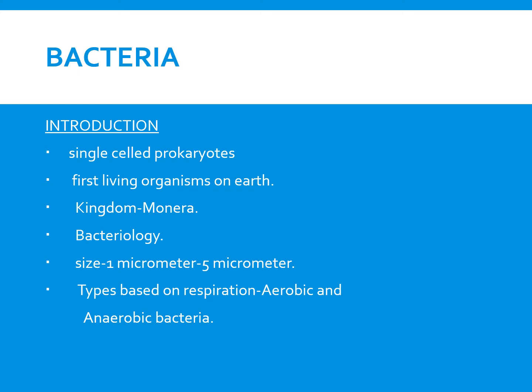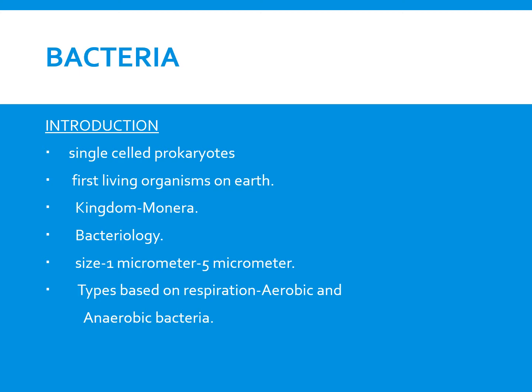Normally, the size of a bacterium is 1 micrometer to 5 micrometer. I hope you understand. And then bacteria can be classified based on different criteria. One is based on respiration, as aerobic and anaerobic bacteria. And based on the presence of flagellum, the locomotory organ, bacteria can be classified as monotrichous, lophotrichous, amphitrichous, peritrichous, and atrichous.